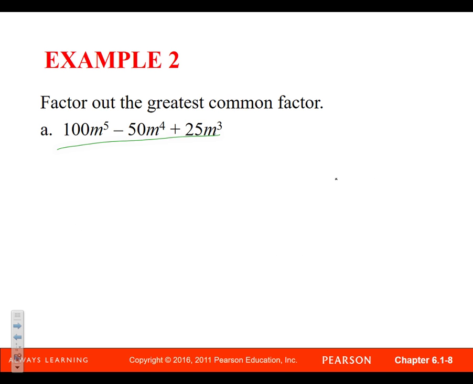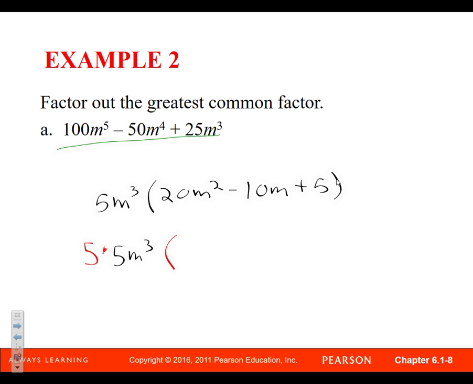So let's say you're like, oh, you know what? I can take 5m to the third out. That means I would get 20m squared minus 10m plus 5. And they're like, oh no, I can actually take out another 5. So I can factor out another 5. So I would have 5m to the third, times the other 5 factored out, and then I'd have 4m squared minus 2m plus 1. 5 times 5 becomes 25. And there you are.